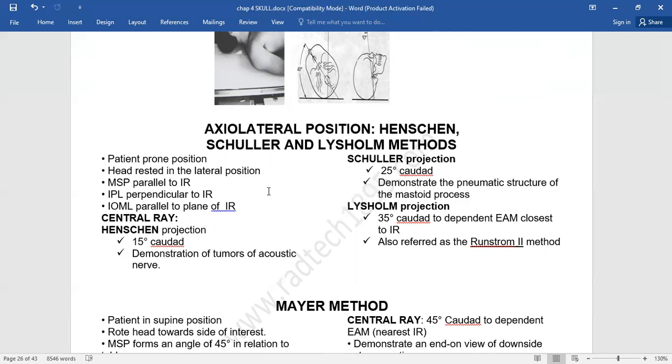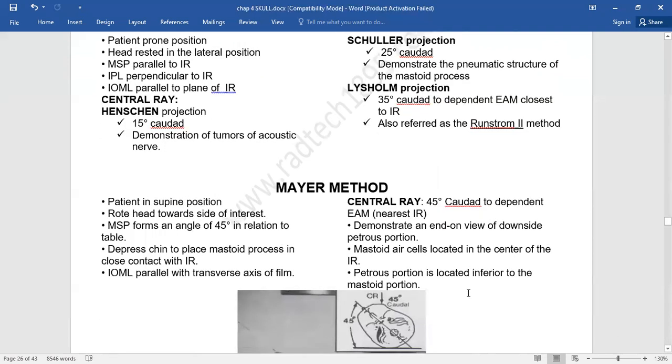Sa Henschen, 15 degrees caudad to demonstrate the tumors sa acoustic nerve. Sa Schuler, 25 degrees caudad para sa pneumatic structure of the mastoid process. And sa Lysholm, 35 degrees caudad to the EAM closest sa IR. The Lysholm projection is also referred to as the Arcelin 2 method. Yan lang naman yung mga importante sa board exam: central ray, structures demonstrated, patient position.